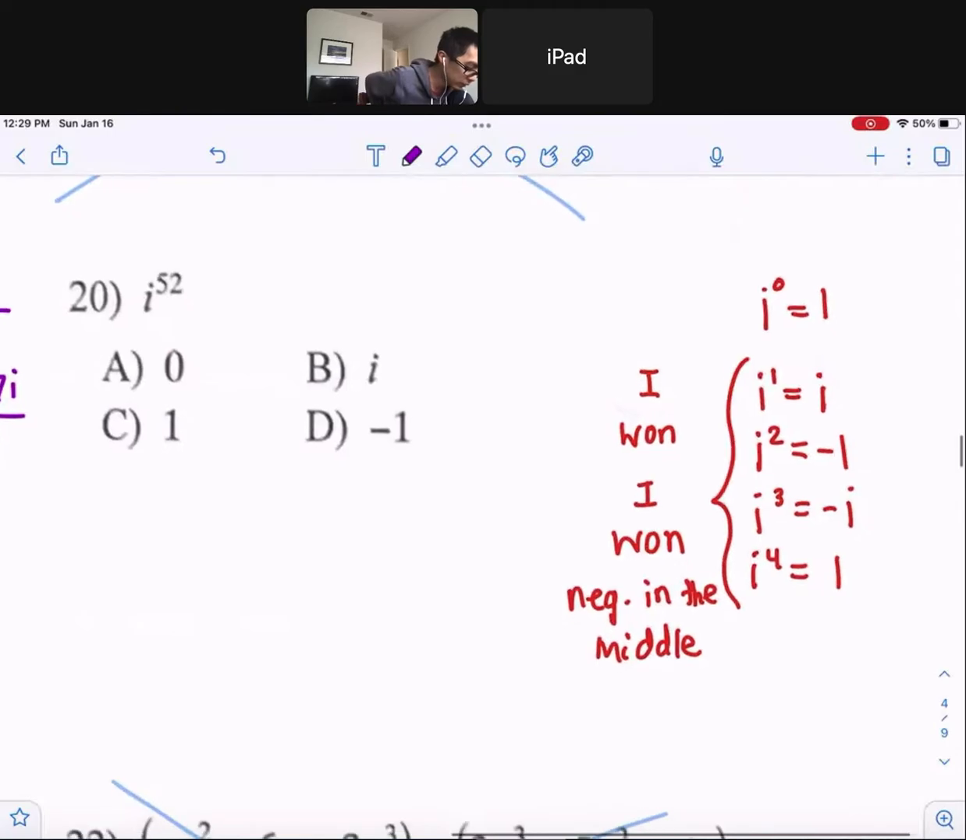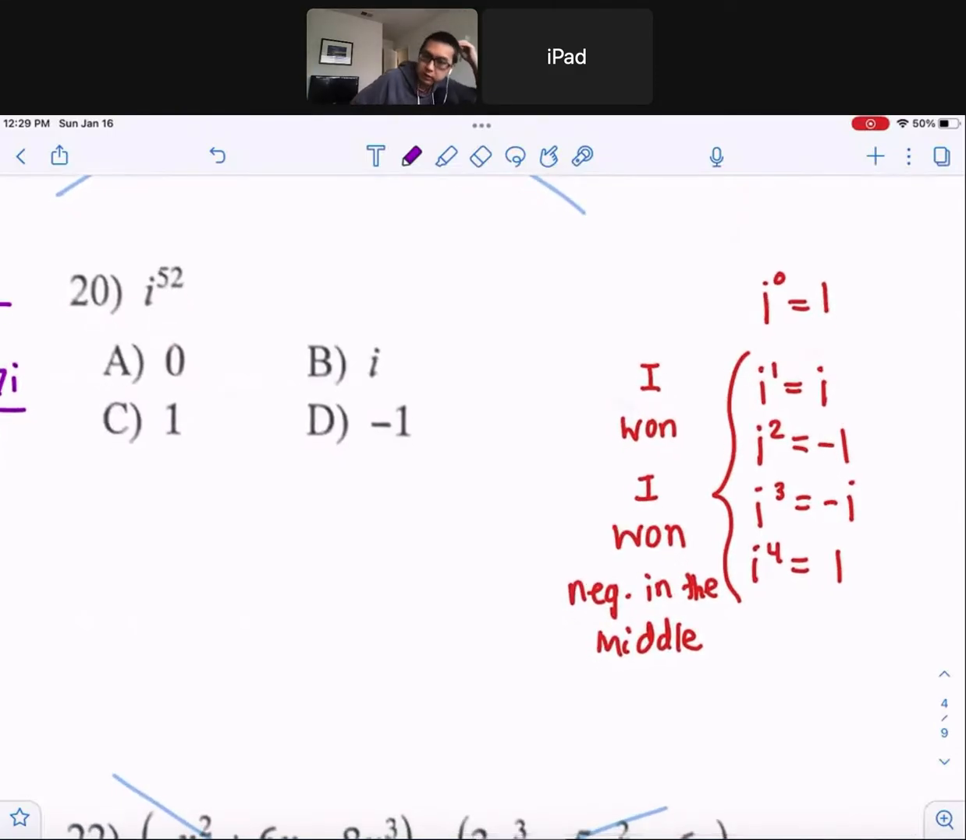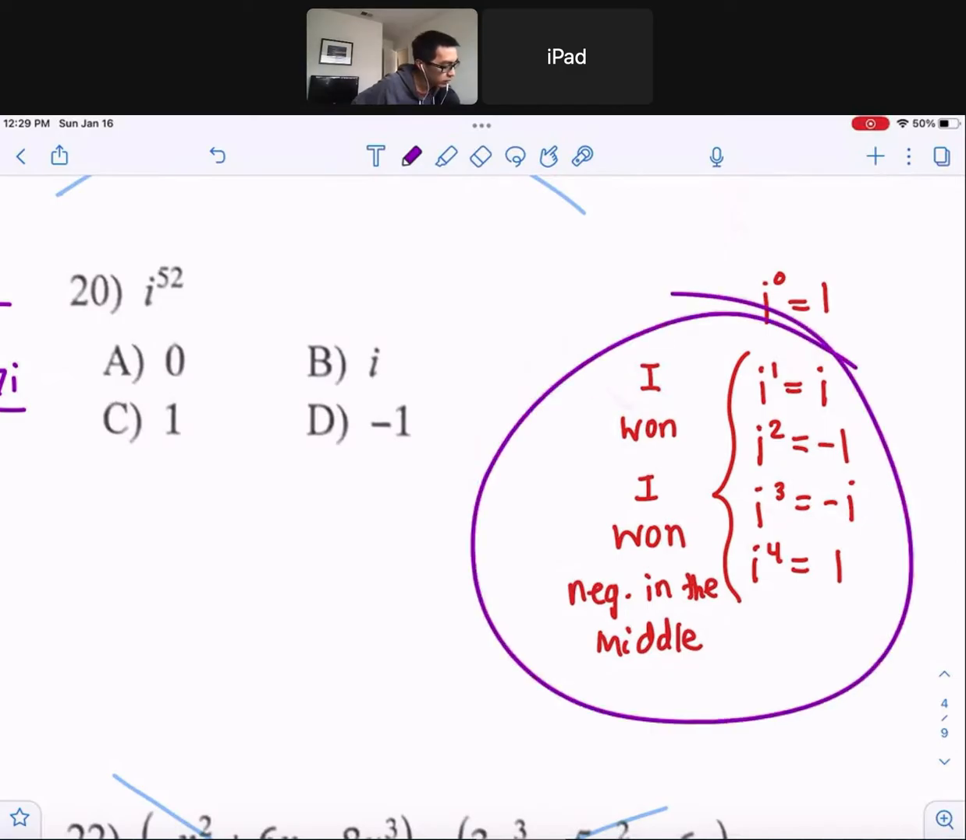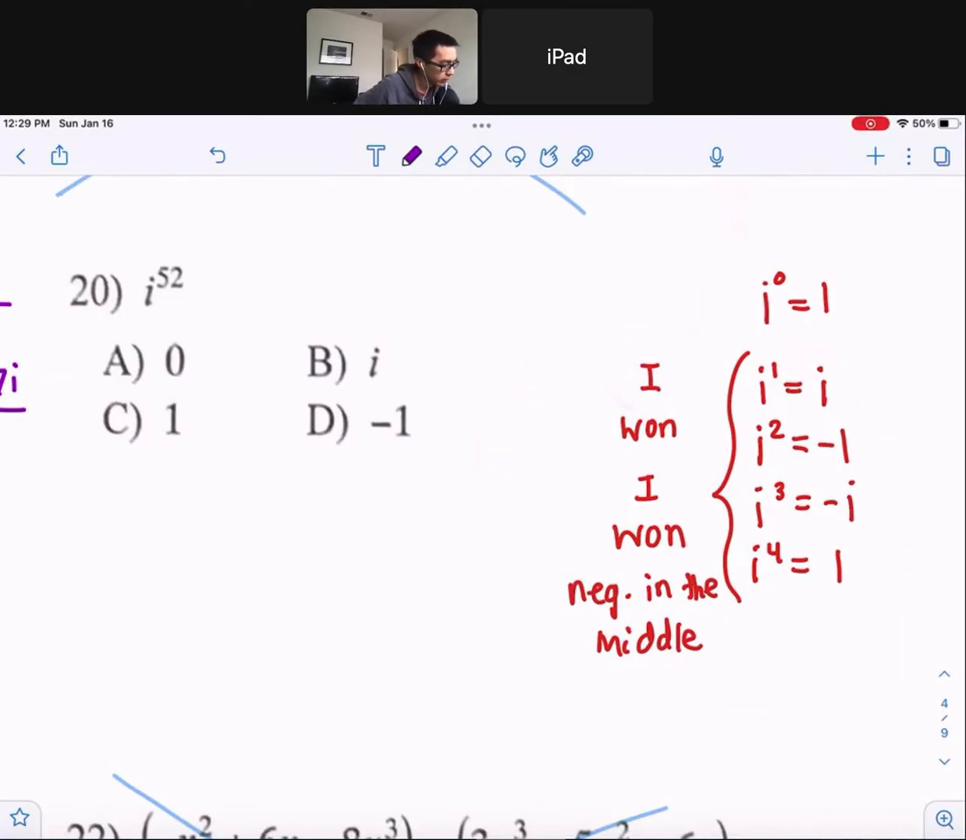Okay, 20. So when you guys simplify powers of i, you guys just have to remember this. i to the 1, negatives in the middle, right? You can write these down. i to the 1, and then negatives in the middle. And just remember i to the 0, you guys, is just equal to 1. So whenever you guys have these, just divide the power by 4, and then see what the remainder is. And that remainder will be the new power to your i.